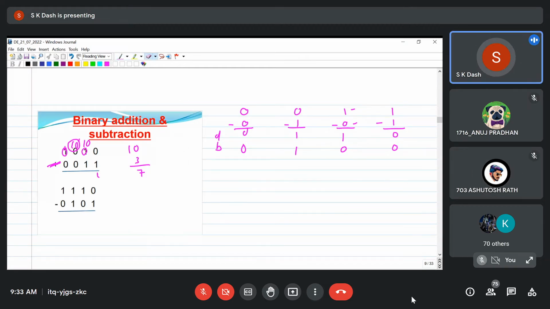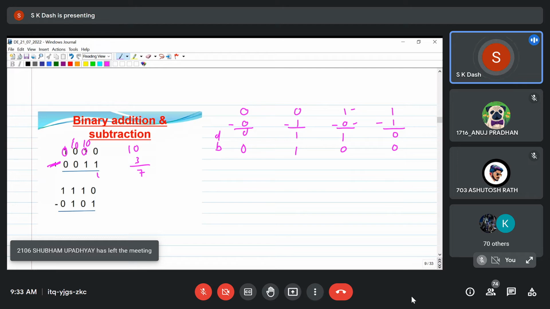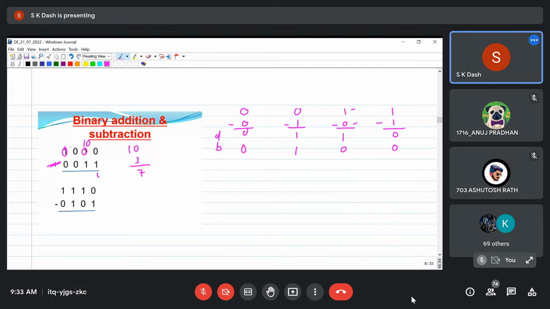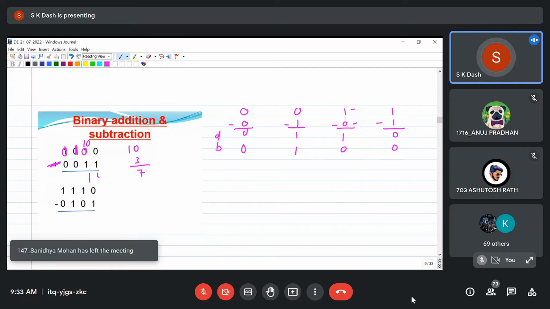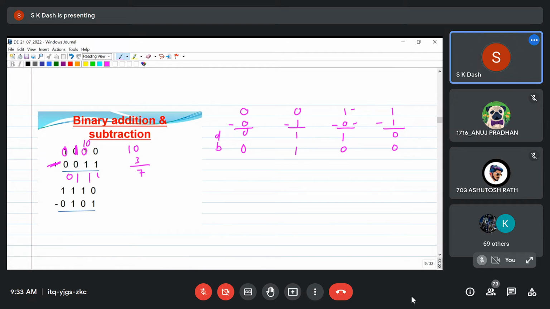Okay. Don't make that mistake. Students generally take this one and write it as 0. It is not like that. Out of 1 0, 1 will go. That means how much will remain? This 1 will remain. So this will be 1 only. So now 1 0 minus 1 is 1. 1 minus 0 is 1. 0 minus 0 is 0. Okay. So that is all about addition and subtraction.